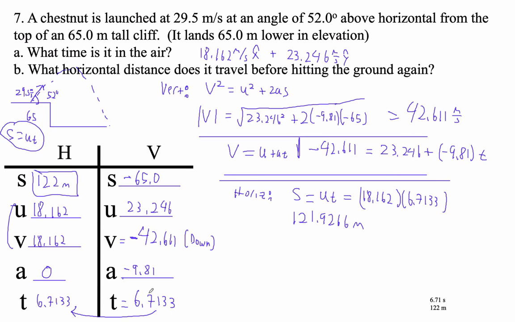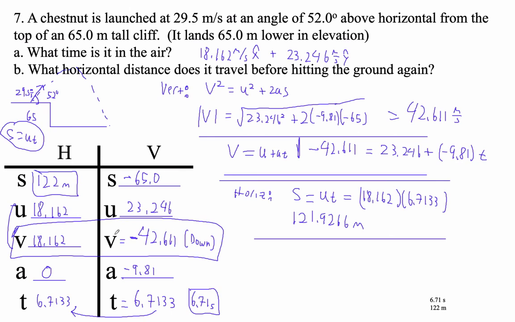What time is it in the air? It's 6.71 seconds. And then the other thing it might ask, which I'll just throw in, though it doesn't ask it for this problem, is the speed of impact. We could draw a picture of that: over and then down. So this is 18.162, this is 42.611.